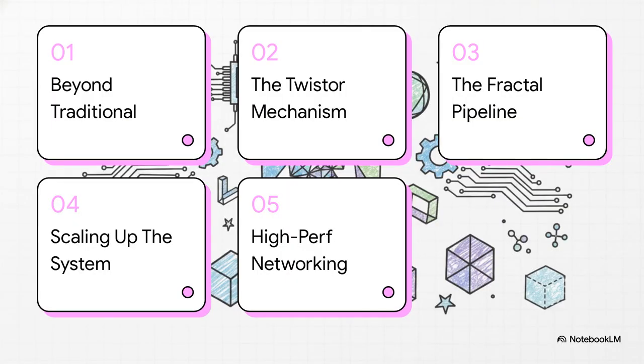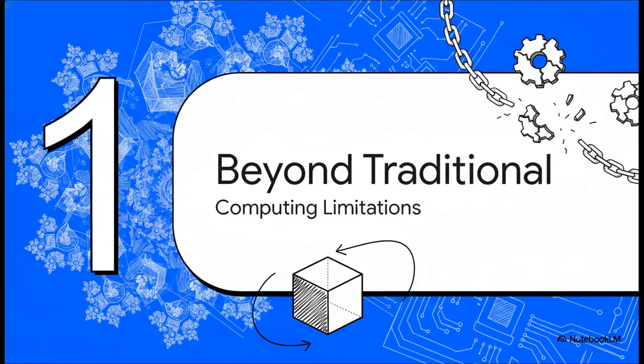To unpack all of this, we have a really fascinating roadmap ahead. We'll kick things off with beyond traditional computing, then we'll look at the Twistor Mechanism, explore the Fractal Computing Pipeline, see scaling up the system in action, and finally, wrap up with high-performance networking. All right, let's jump right into Section 1, Beyond Traditional Computing.